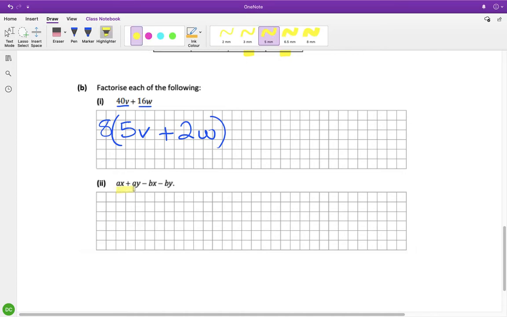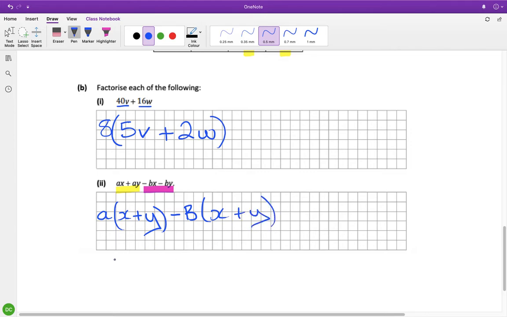So I'm going to group these two together, and then I'm going to group these two together. So what's common with the first two? It's A. And if I remove the A, I'm left with X, sign is plus, and I'm left with Y. Now from the pink, what's common is minus B. Now, if I remove the minus and the B, I'm left with a positive X. And if I remove the minus and the B, I'm left with a positive Y.